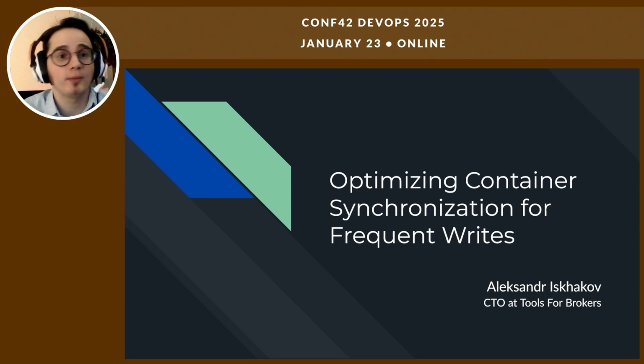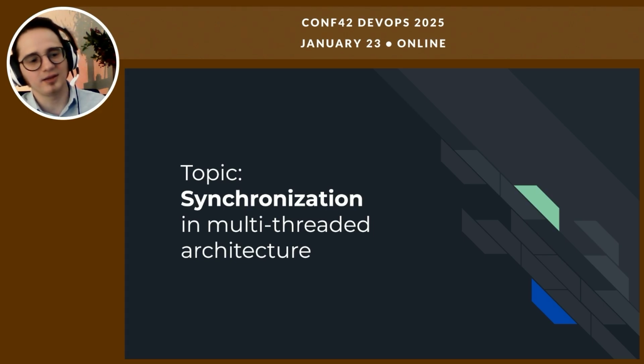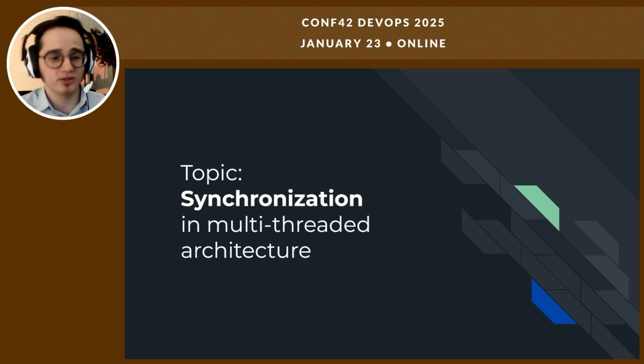And today I'm talking about optimizing container synchronization for frequent writes. I know the name of the speech is a pretty mouthful, so let's dive straight into the topic to see what lies behind this title. It's a very important aspect of a multi-threaded environment: synchronization. Here comes the time when the bottlenecks cannot be resolved with just architecture or buying some new hardware, but should be done with optimization of actual handling of the data in code.